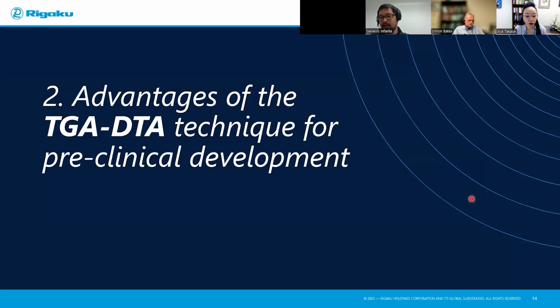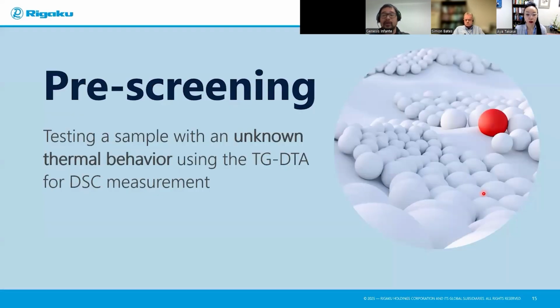First, I'll be covering the advantages of the TGA-DTA technique for preclinical development. The first example would be pre-screening. If you have a sample but you don't know how it will behave in a thermal environment, it is highly recommended to use the TGA before you proceed with a DSC, for example.